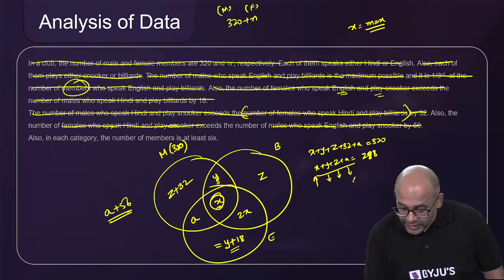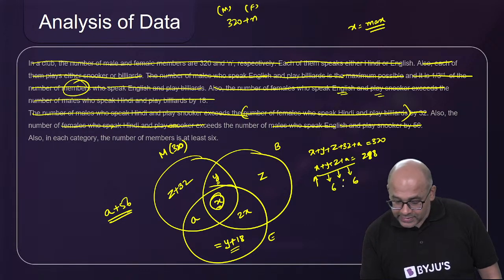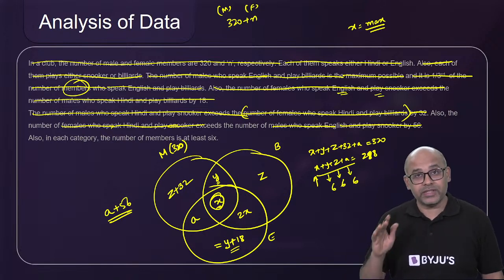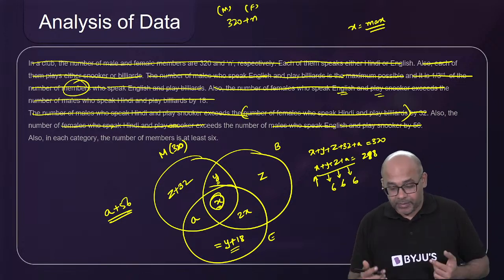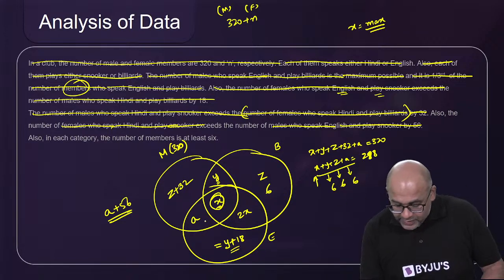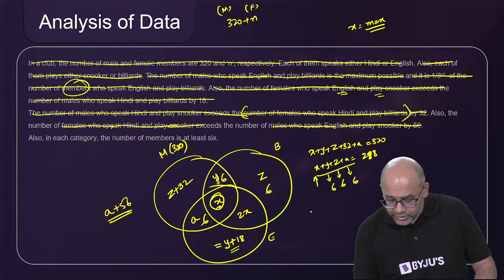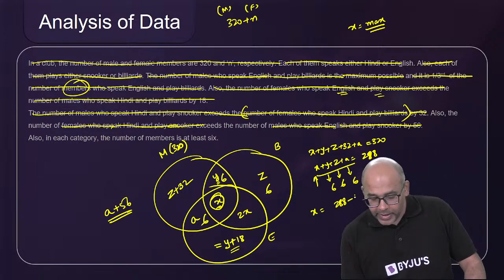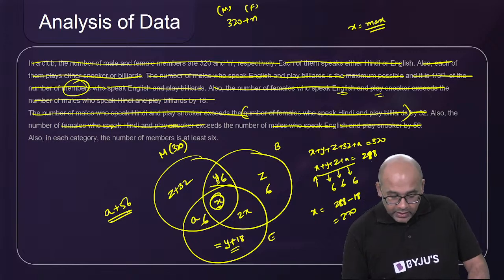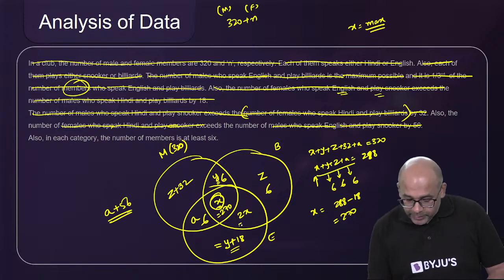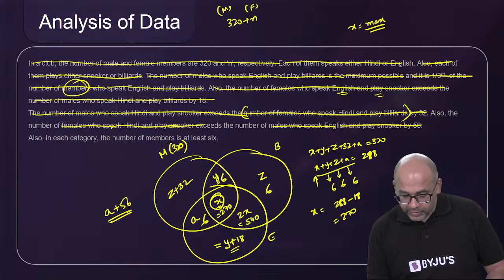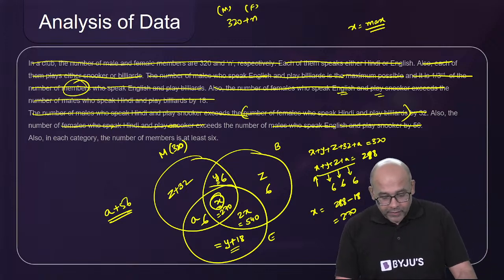So can you have A as 6, Y as 6, Z as 6? Is it possible? Let's see. It's what we are trying to look at, because if you reduce all these three, then the other one will become maximum. So let's take Y as 6, Z as 6, and A is 6. Then what is X? X is 288 minus 18, which is 270. So my X is 270, and 2X will be 540.